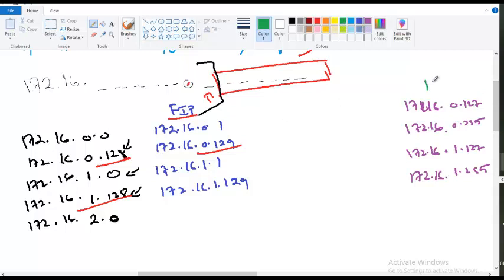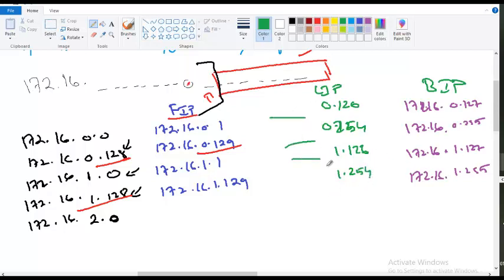I'm not writing it. Last 172.16.255.255. Oh, you want to go to the last network? I'm talking about the last IP, this is the broadcast one. Then 126, 0.254, 1.126, 1.254. Goes like that. So you know how to fill these things.